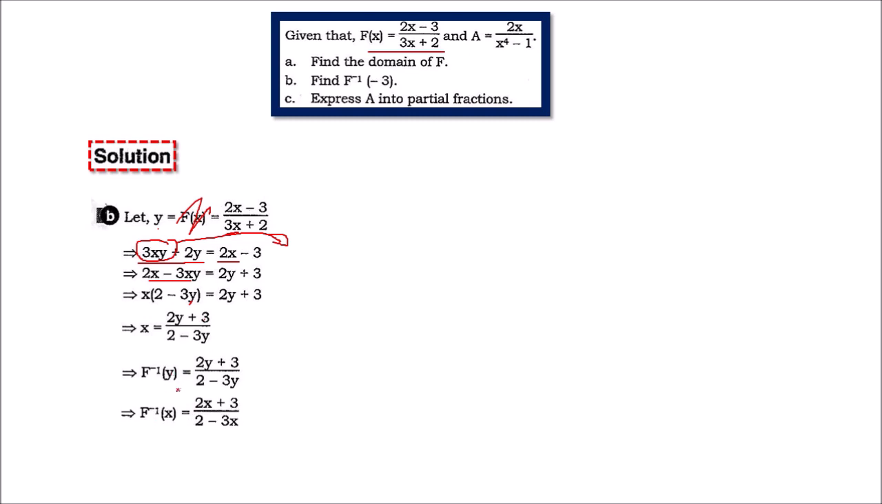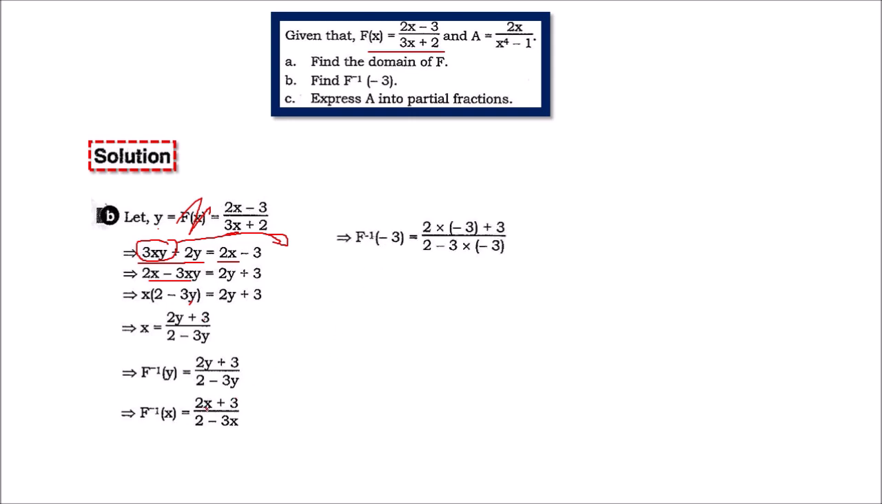So if I put x here, f inverse of x equals (2x plus 3) by (2 minus 3x). Just in the place of y, put x. So this is our f inverse function: (2x plus 3) by (2 minus 3x), that is our f inverse of x. Now I can put the value x equal to minus 3, here I am just putting minus 3.